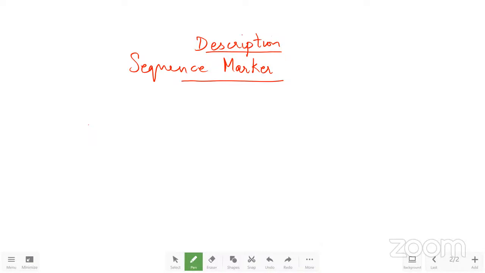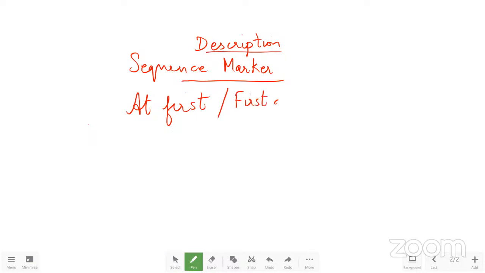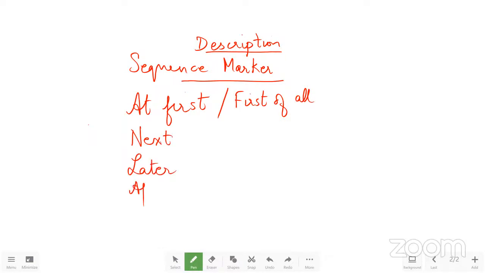Like you begin with "at first" or "first of all." After that, what do you say? The next sentence you can begin with "next," "later," "after that." So this is how you write, not more than 8 sentences. When you write this, begin each sentence with a separate sequence marker.